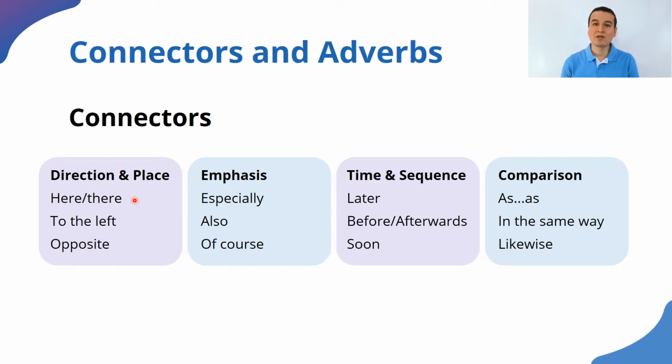Here we work on this. So if we say here, we are connecting the two ideas, and we're providing information about where something is taking place. So those words not only connect, but establish a relationship between two ideas. If we're saying to the left or opposite the building, there is a bakery, for example.